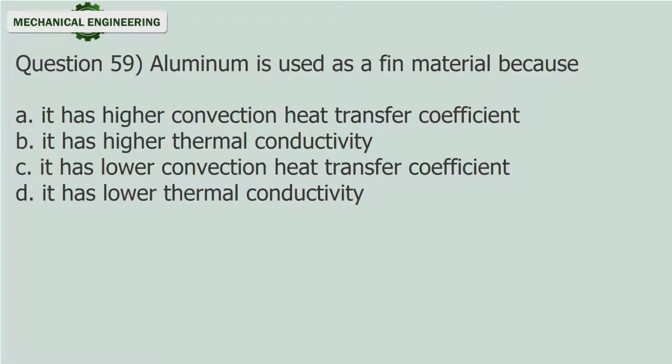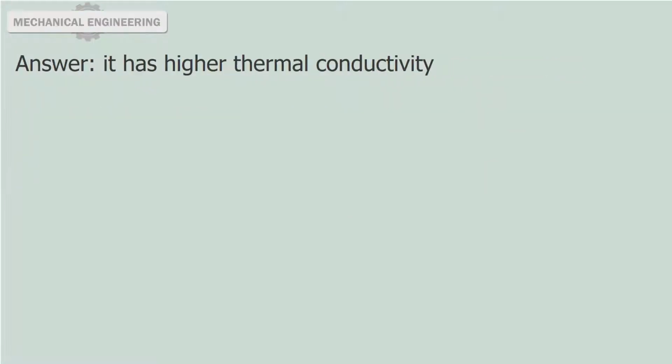Question 59. Aluminum is used as a fin material because A. It has higher convection heat transfer coefficient. B. It has higher thermal conductivity. C. It has lower convection heat transfer coefficient. D. It has lower thermal conductivity. Answer: it has higher thermal conductivity.